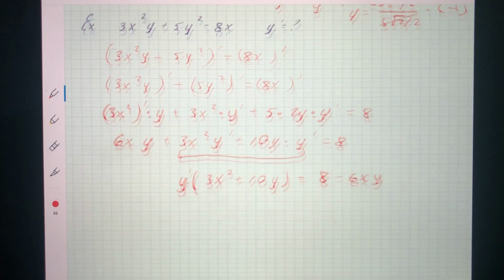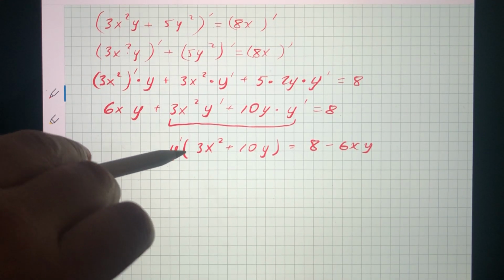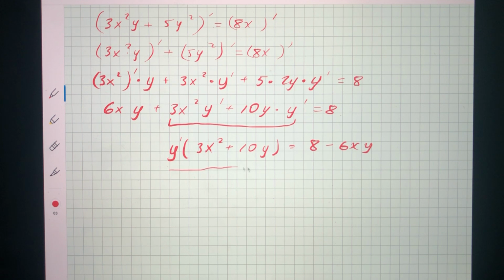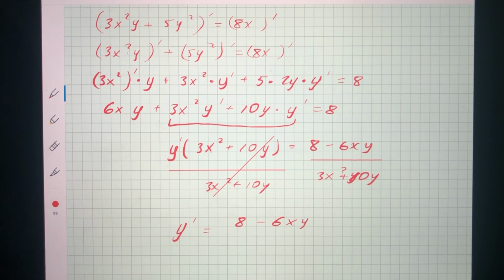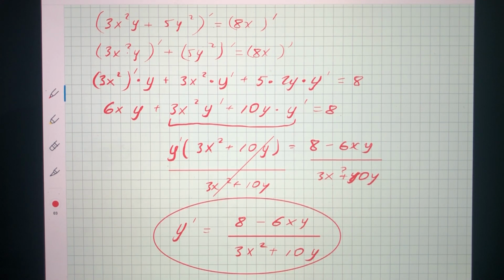The only thing left to do is to undo multiplication. So we divide both sides by 3x squared plus 10y. What we're doing on one side, we're doing on the other side, plus 10y. These cancel. And our final answer is the derivative is equal to 8 minus 6xy divided by 3x squared plus 10y. And that's the final answer to our last example.